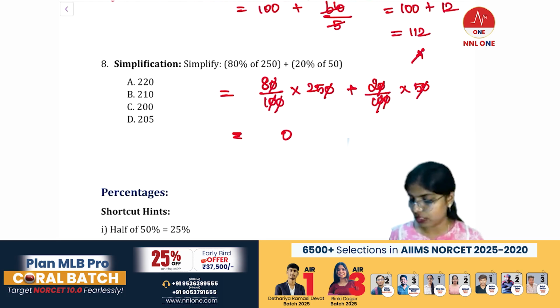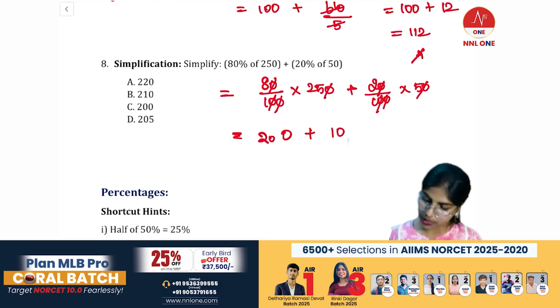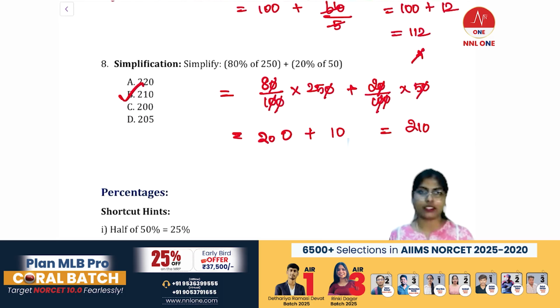16 plus 4 is 20. So 200 plus 2 into 5 is 10. 200 plus 10, it is 210. Option B is your correct answer.